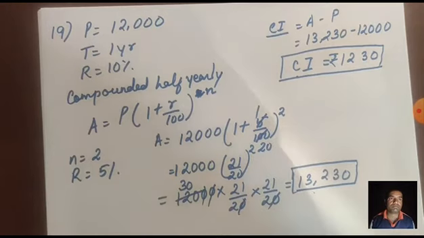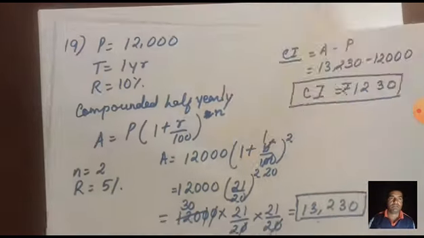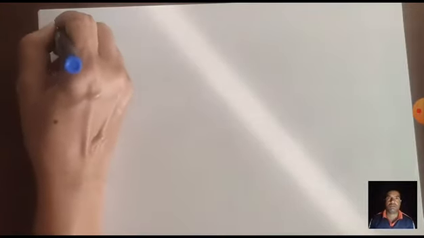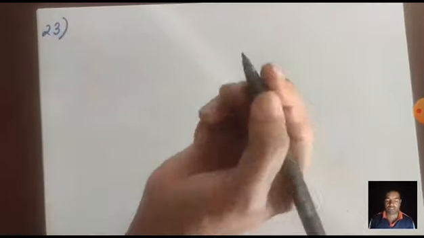Okay, now when it is given compounded half yearly, whenever you have a sum like this, you can solve it like that. After that we will see the next question, question number 23.